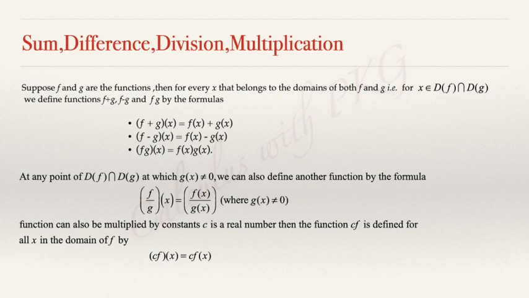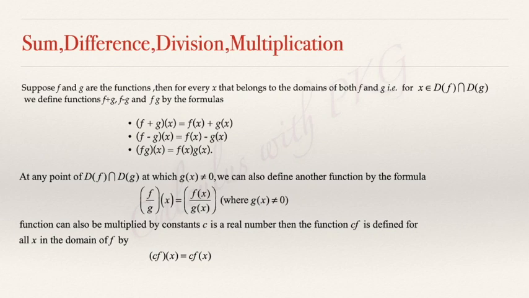Now, in the case of division of functions, we have to exclude those points from the common domain of both f and g where g is equal to 0. So, at any point of domain of f intersection domain of g at which g of x is not equal to 0, we can define another function by the formula f by g of x equal to f of x by g of x, where g of x is not equal to 0.